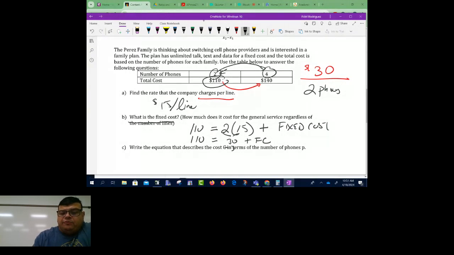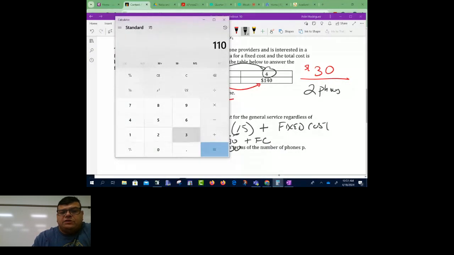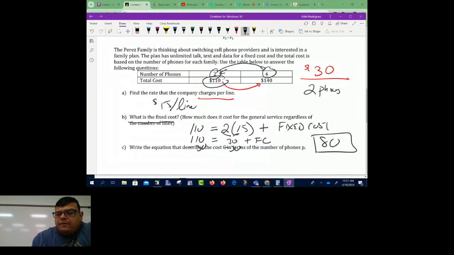So if I want to get rid of this 30, I'm going to minus 30. Okay. So look, let's do this. Let's say 110 minus 30, $80. There's my fixed cost. Okay.